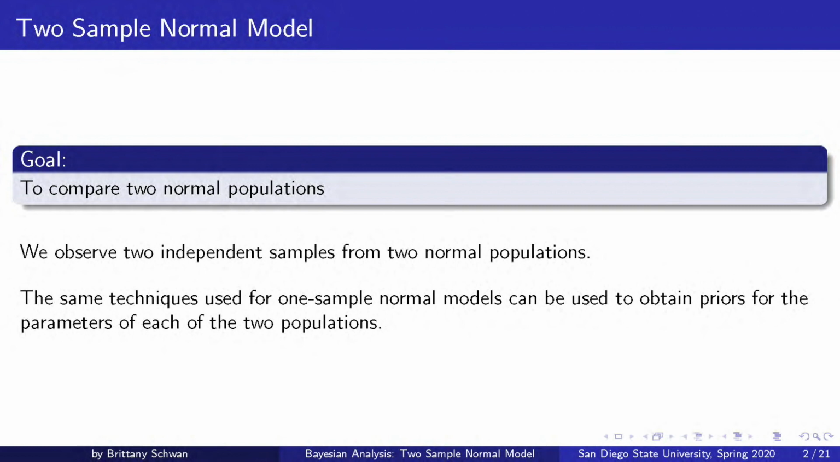We can then use the same Bayesian techniques used for the one-sample normal model to obtain priors for the parameters of the two populations. We will then use this information for the priors and the data to construct posterior distributions for our analysis.